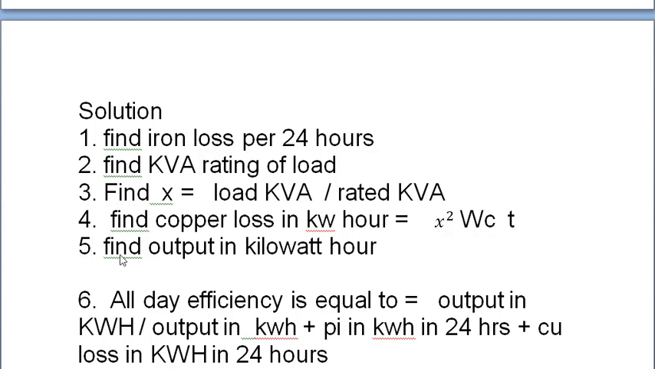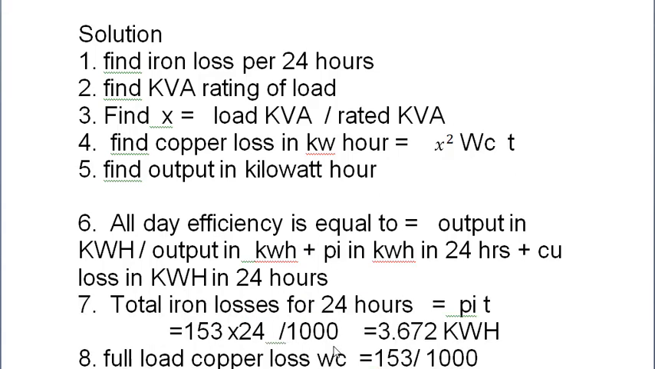Next, fifth step, find output in kilowatt hours. So normally load will be given in kilowatts and the number of hours it is operated also given in hours. So multiplying both those will get the output in kilowatt hours. Then all day efficiency is given by output in kilowatt hours divided by output in kilowatt hours plus iron loss for 24 hours, copper loss in kilowatt hours for 24 hours.